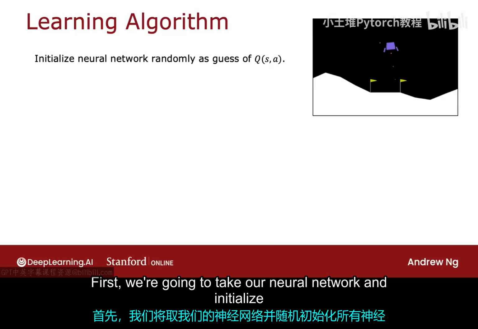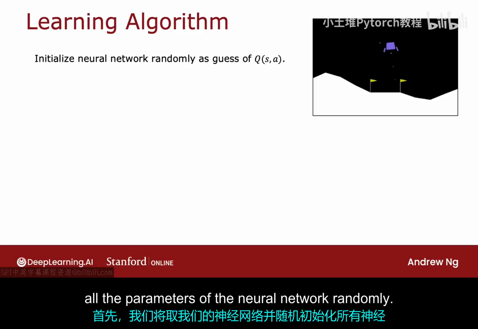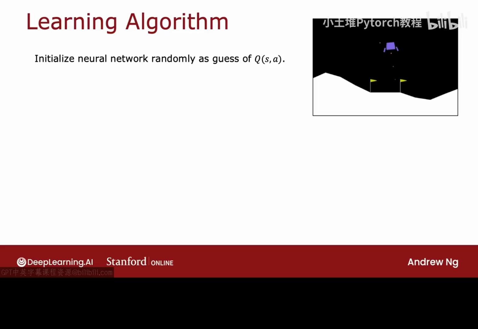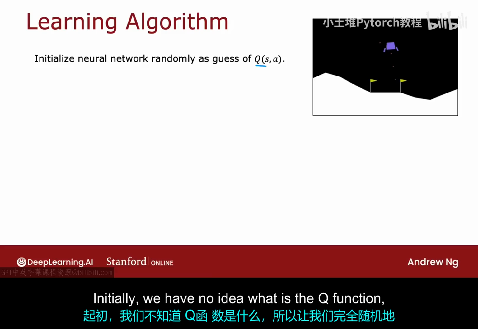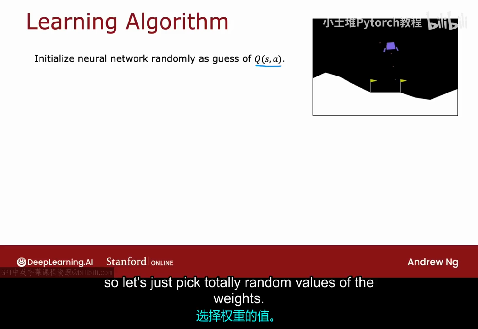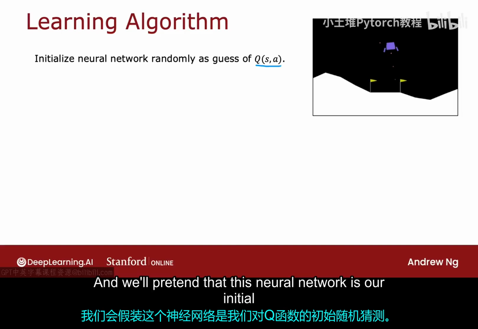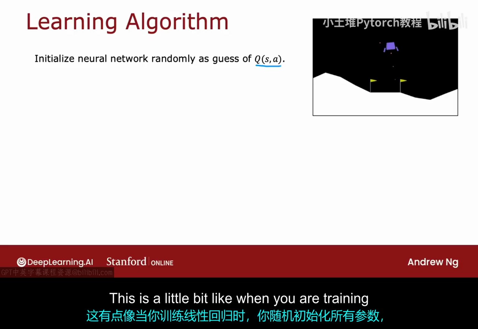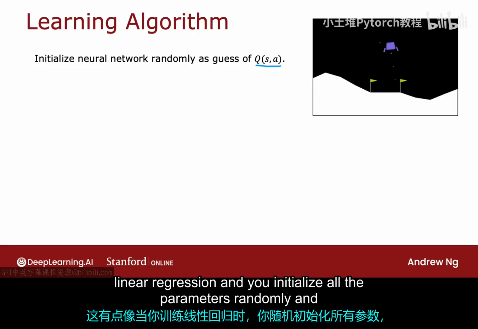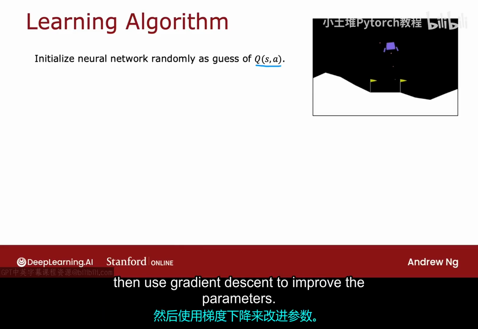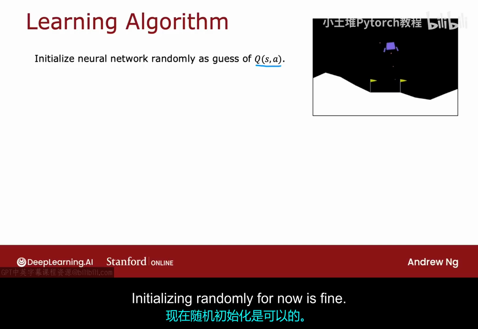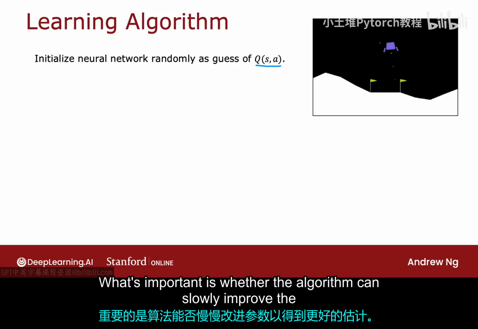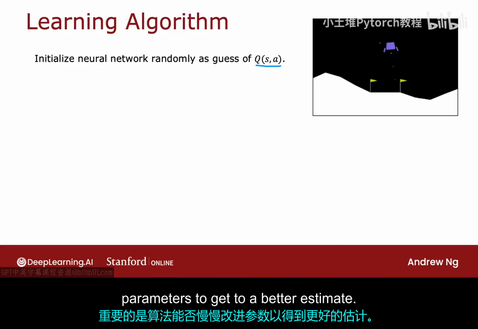First, we're going to take our neural network and initialize all the parameters of the neural network randomly. Initially, we have no idea what the Q function is, so let's just pick totally random values of the weights, and we'll pretend that this neural network is our initial random guess for the Q function. This is a little bit like when you are training linear regression and you would initialize all the parameters randomly and then use gradient descent to improve the parameters. Initializing it randomly for now is fine. What's important is whether the algorithm can slowly improve the parameters to get to a better estimate.